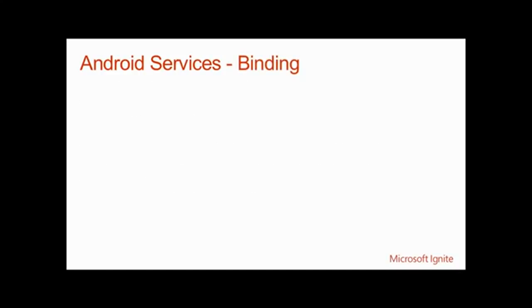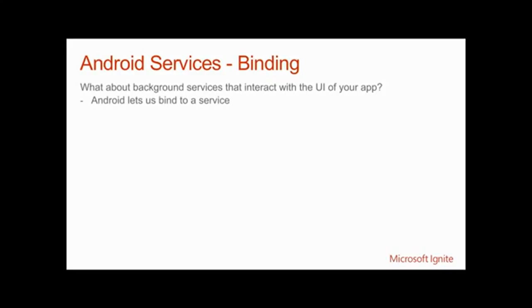Okay, so when it comes to wanting to communicate with these Android services, this is where we come back to the binding and the on-bind that we saw earlier. So with Android, we can bind to the service, and the operating system will shut down the service when everything that has bound to it has unbound from it.